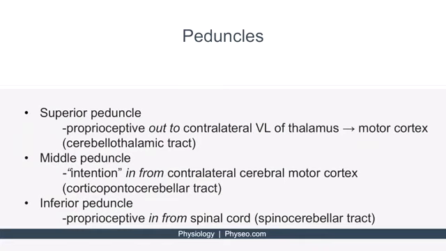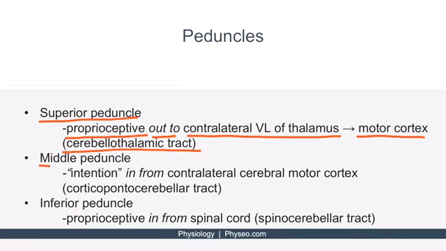So now let's review the peduncles. The superior peduncle will send proprioceptive information out to the contralateral VL of the thalamus. And from that VL, it will send information to the motor cortex. And this is called the cerebellothalamic tract, because it goes from the cerebellum to the thalamus, and then finally the motor cortex.